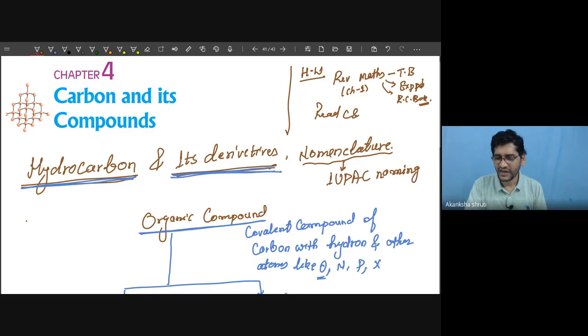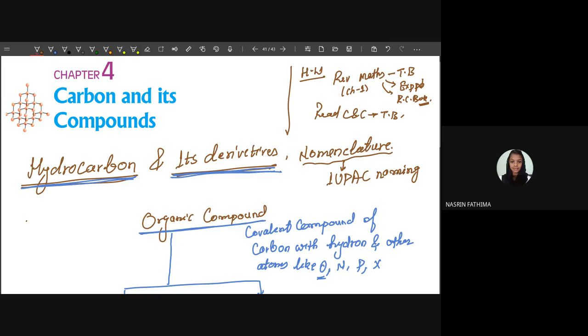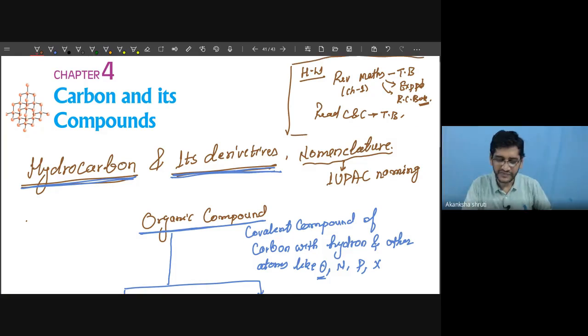Read carbon and its compound from our textbook till now. Till this hydrocarbon, now you are able to understand, I hope. Sir. Yes, tell me. So can you show the last slide? Okay, just wait a minute.